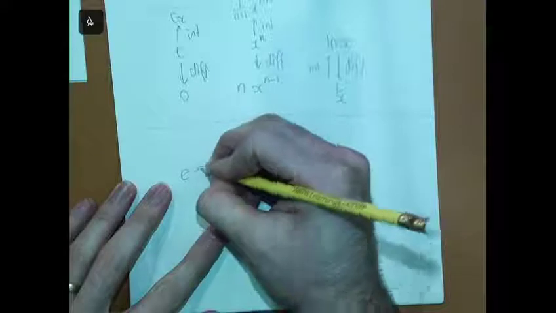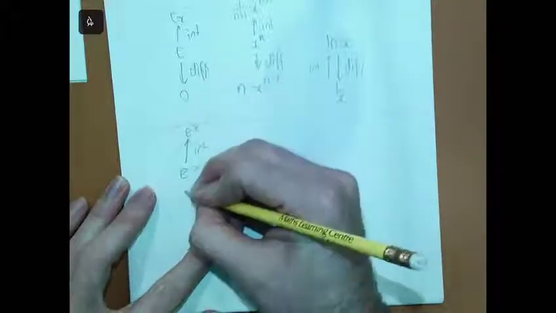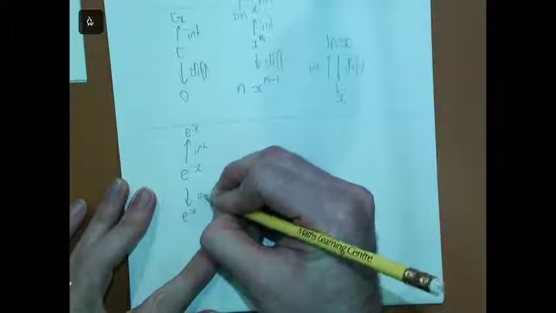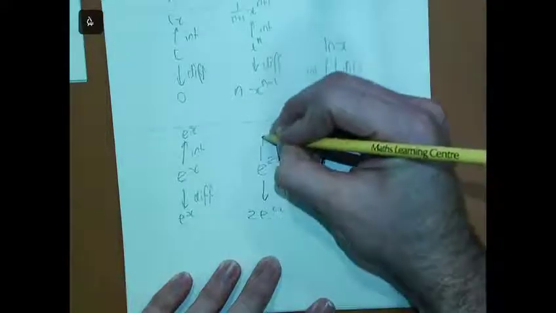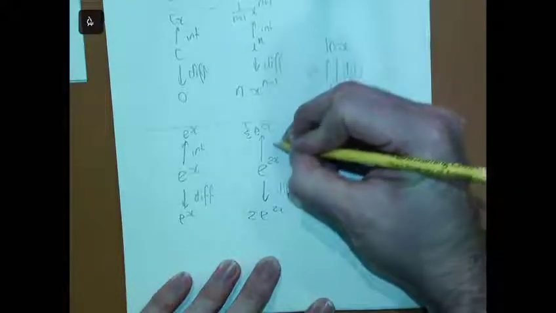Is that everything on your list? Oh, there's one more. E to the x integrates to give e to the x and differentiates to give e to the x. Doesn't matter which way round it is, but do remember, and it's worth putting it as a separate thing, that if it's got a number next to it, that e to the x, if you differentiate it, you'll multiply by the derivative. But if you integrate it, you'll divide by that derivative. Very important. That's just an example.